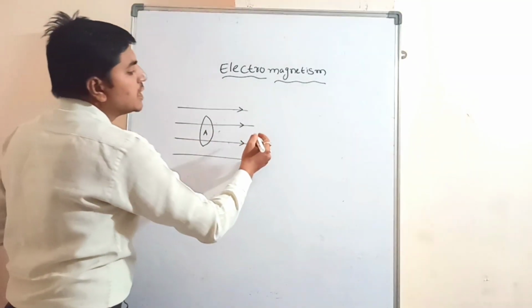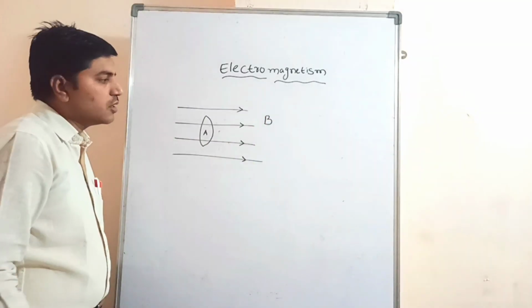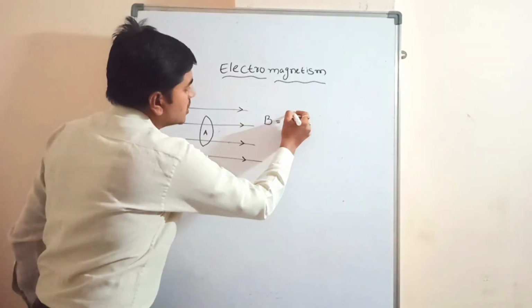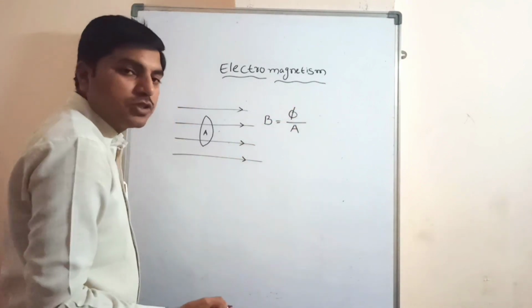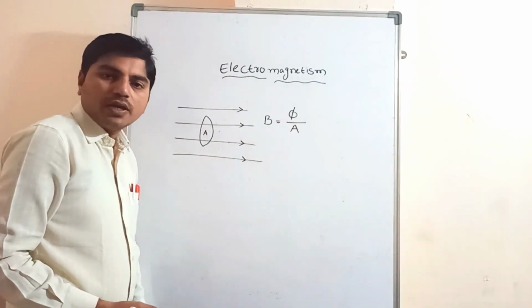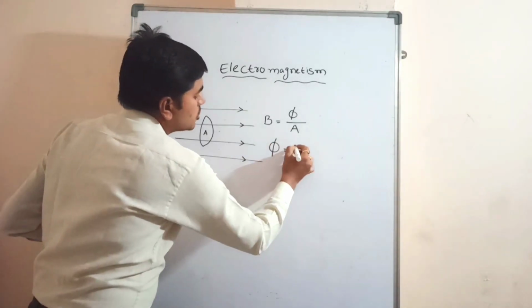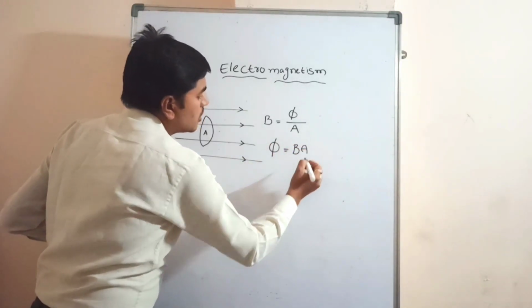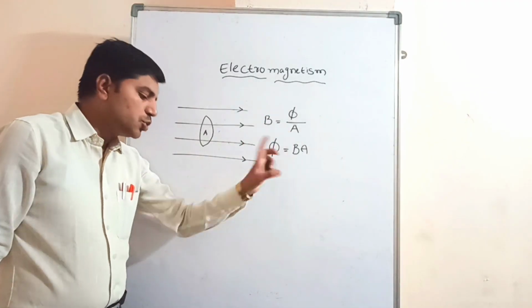That is the intensity formula. B is equal to the flux density, that is, flux divided by area. How many magnetic field lines are there? It's flux divided by area. So if I know this, flux phi is equal to BA, so B into A.